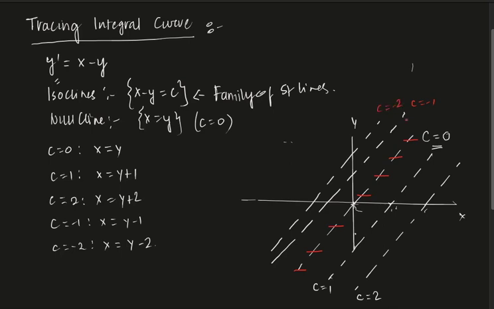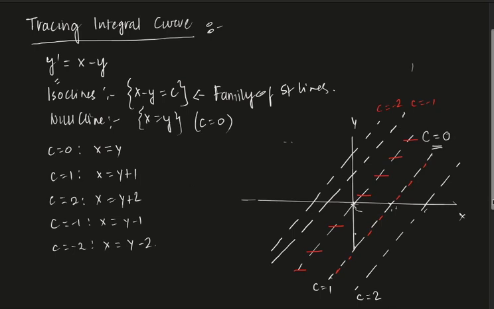Let's just draw c equals 1. If the slope here is c equals 0, here it is c equals 1. For c equals 1, basically the slope is the same slope. So it is something like this. What it means is that when the integral curve passes through this line, the slope will look like this. This line is given by x equals y plus 1.